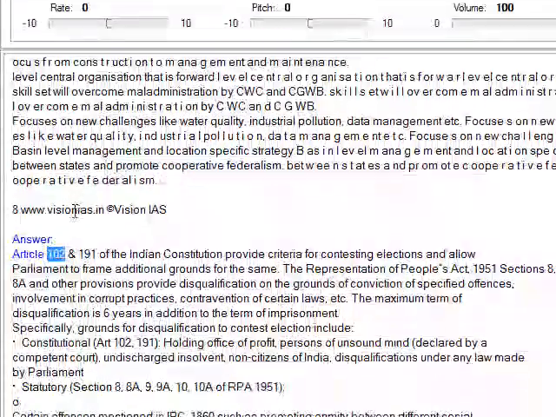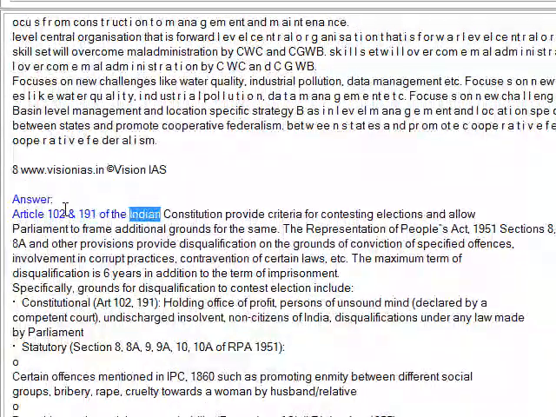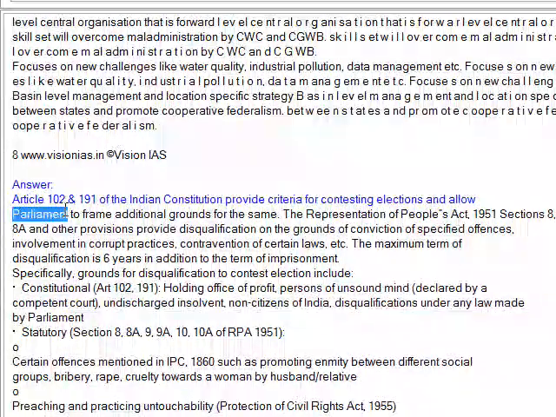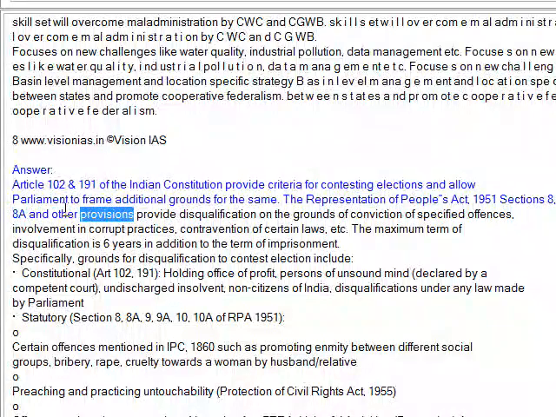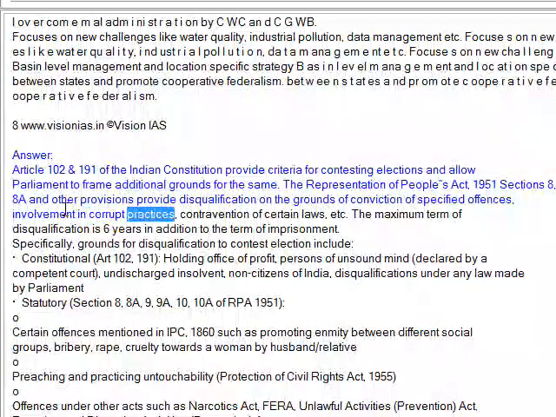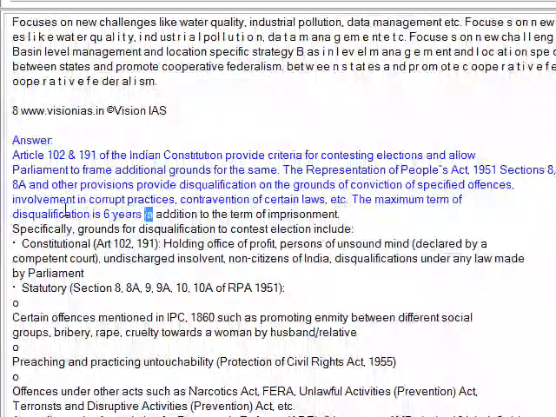Answer. Article 102 and 191 of the Indian Constitution provide criteria for contesting elections and allow Parliament to frame additional grounds for the same. The Representation of People Act, 1951, Sections 8, 8A and other provisions provide disqualification on the grounds of conviction of specified offenses, involvement in corrupt practices, contravention of certain laws, etc. The maximum term of disqualification is 6 years in addition to the term of imprisonment.